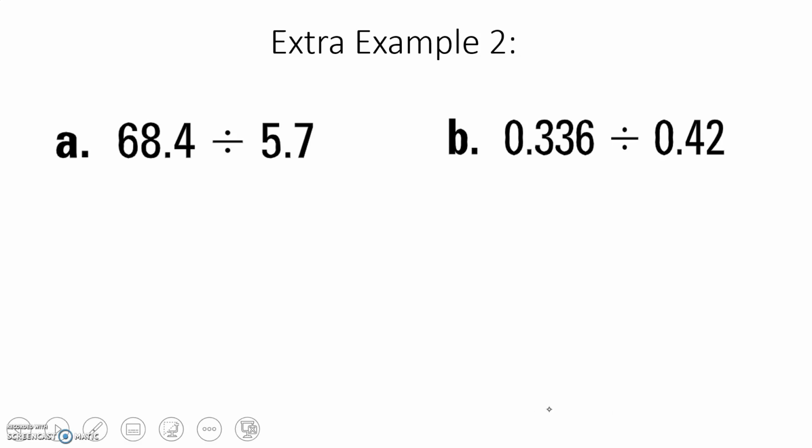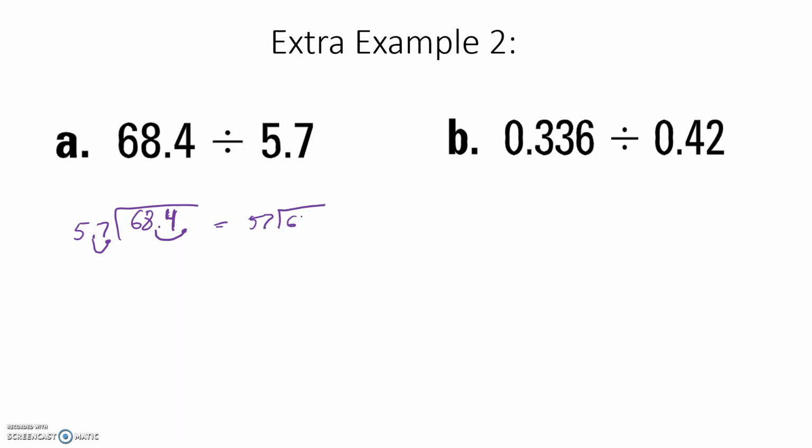All right, so A, 68 and 4/10 divided by 5 and 7/10. So 68 4/10 divided by 5 7/10. All right, they got to multiply it by 10. So do the same thing here by 10, and that becomes 684 divided by 57. All right, and so my decimal spot's going to be right here if I need it.